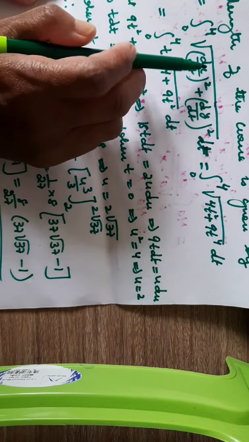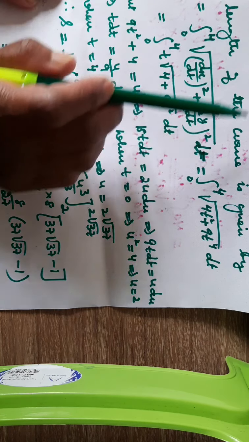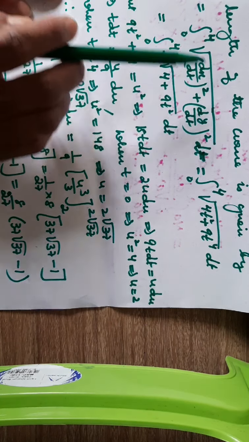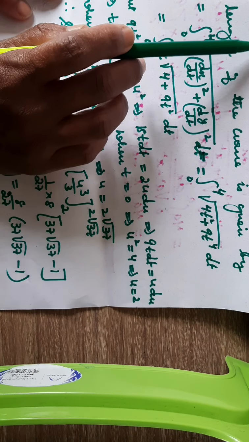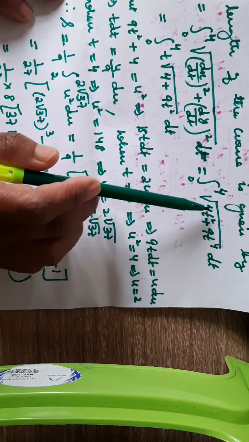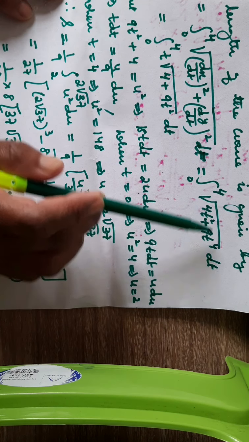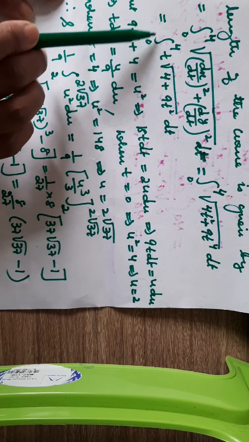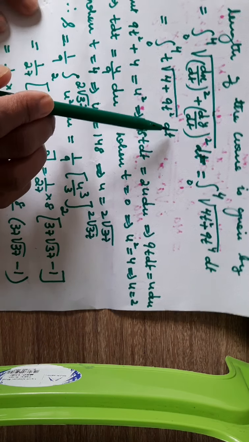So on substituting, you can differentiate for dx/dt. It will be 2t. And what is dy/dt? dy/dt will be 3t square. Substitute it here, then you get square root of 4t square plus 9t to the power 4 dt. t is common, so you'll get integral 0 to 4 of t into square root of 4 plus 9t square dt.